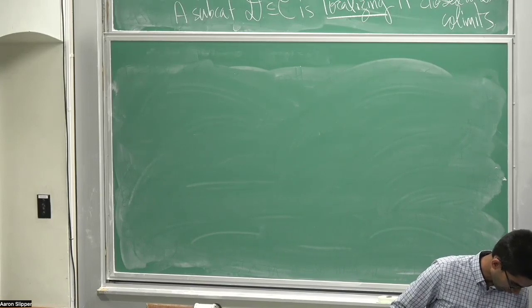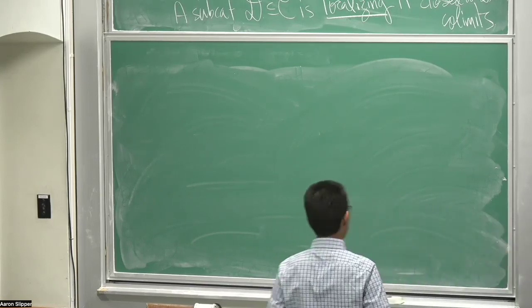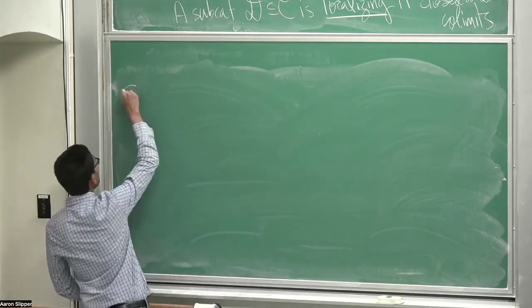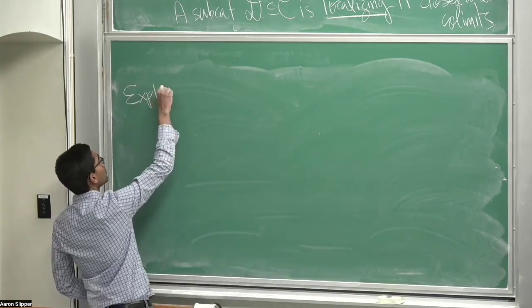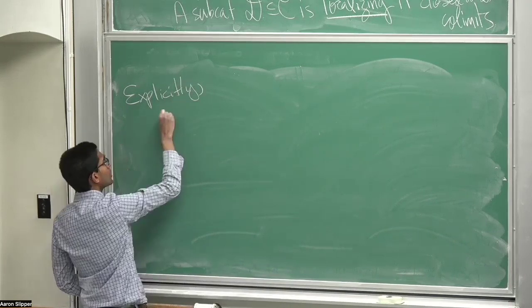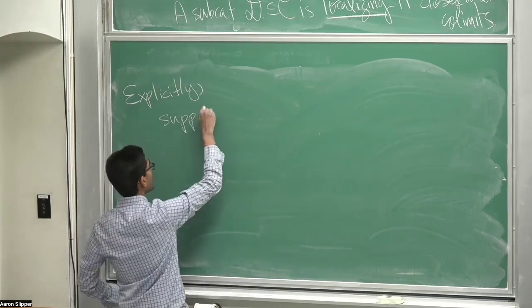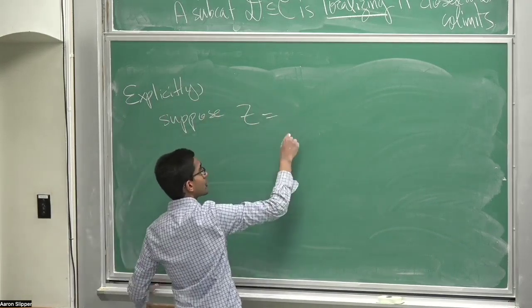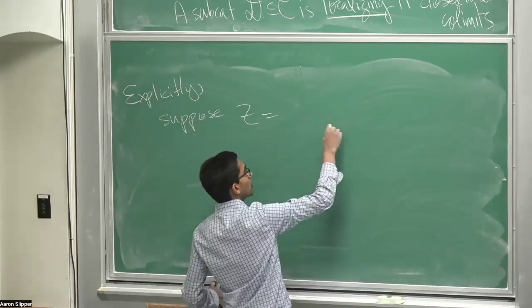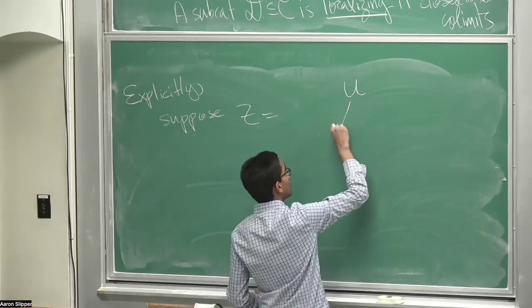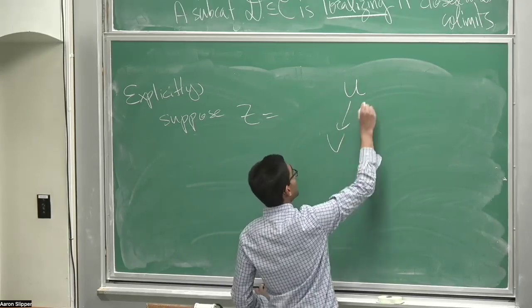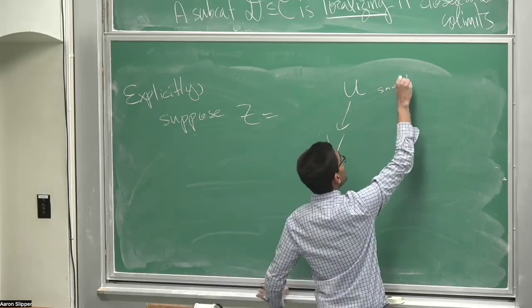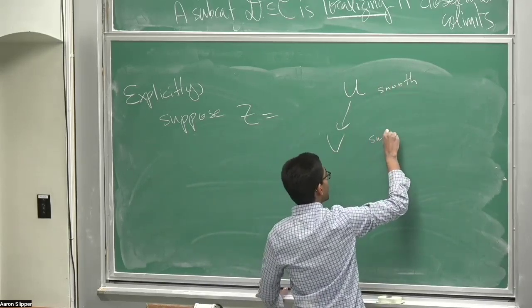Okay, so explicitly, suppose that this quasi-smooth derived scheme Z is the fiber. Let's say you have a smooth map from U to V. So let's say U and V are smooth, and I have some map.